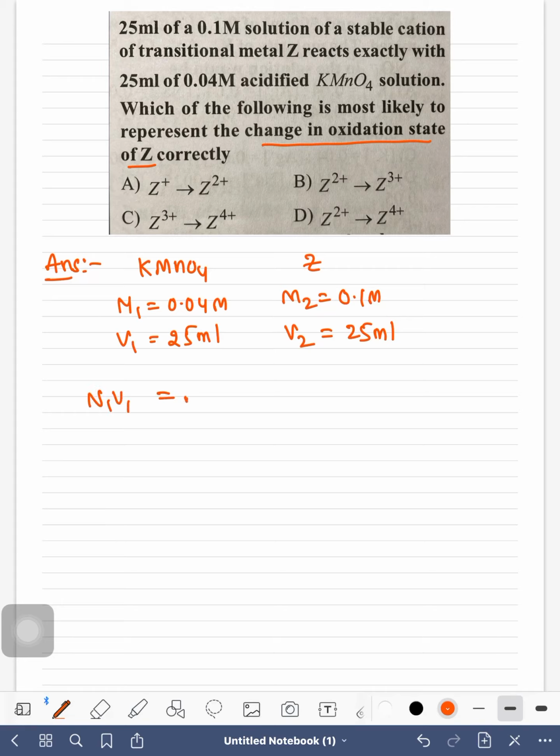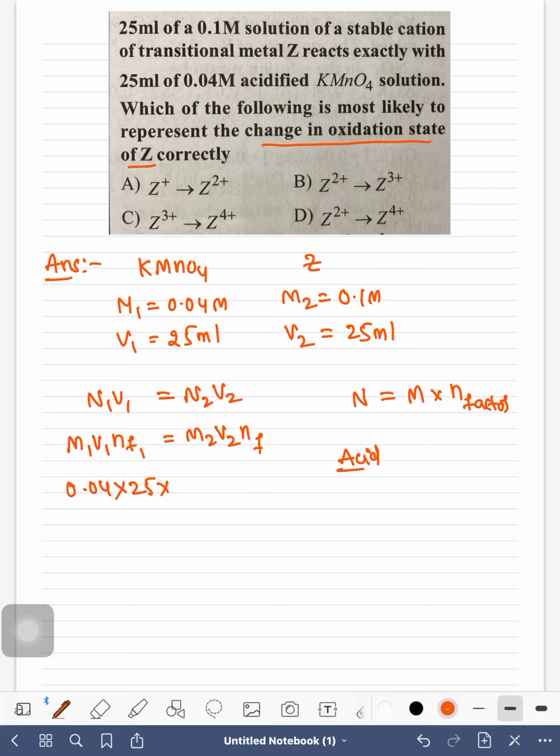Change in oxidation state of Z from normality: N1 V1 equals N2 V2. But the relation between normality and molarity is normality equals molarity into N factor. Then it is M1 V1 into N factor of the first one equals M2 V2 into N factor of the second one. Molarity of KMnO4 is 0.04, volume V1 is 25, and the N factor is the number of electrons transferred in acid medium.